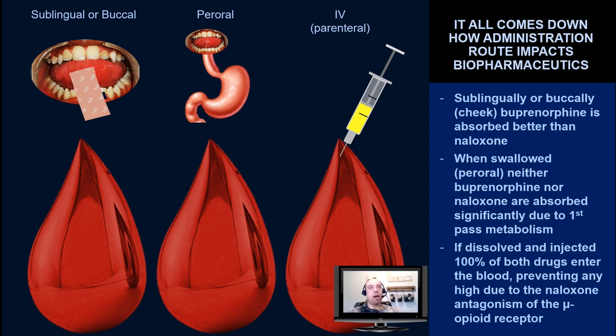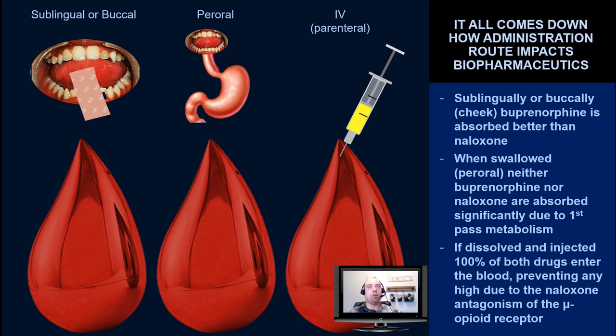So just to simplify, it means that depending on the route of administration, for example, sublingual or buccal, which would be in the cheek, peroral means that technically you are swallowing it. So by way of the oral mucosa, you're swallowing it, it goes to the stomach, goes to the intestines. Or parenteral means any injectable form for the most part. Enteral is intestinal, but this is outside of that, or near intestinal. Essentially it just means injected. It could be IV, intramuscular, or subcutaneous. It's all injected.